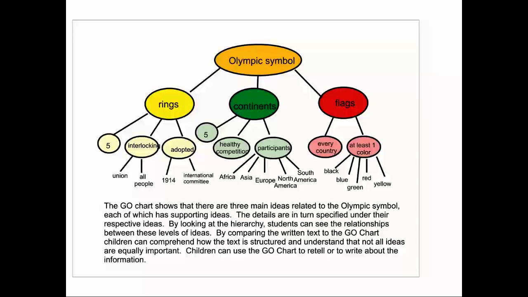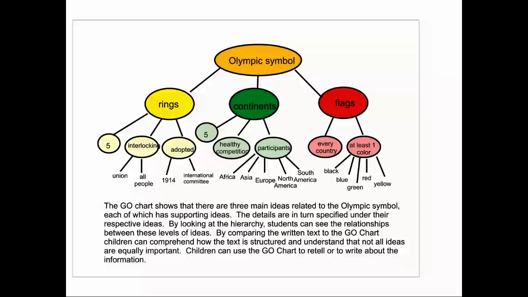This is one way to visualize it. As I said, I like the hierarchical. So first we had some information about the rings, then the continents, and then the flags. So when you look at the first subtopic of rings, then it gave you some main ideas. There are five, they're interlocking, they've been adopted, and then we can have details. Interlocking, because they represent the union of all people, they were adopted in 1914 by the International Committee. And so this is like a waterfall, basically. The information flows, not in straight lines, but in these waves of information.